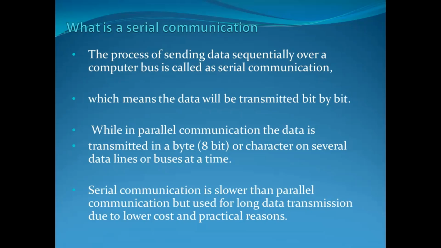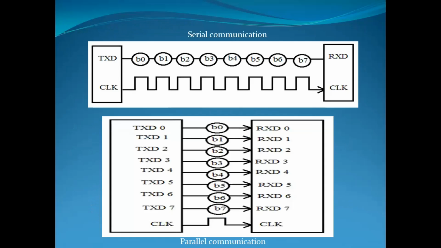Serial communication is slower than parallel communication, but it is used for long distance transmissions due to lower cost and practical reasons. Serial communication is slow, but used for larger distance communication as the cost is low and certain practical reasons are there.